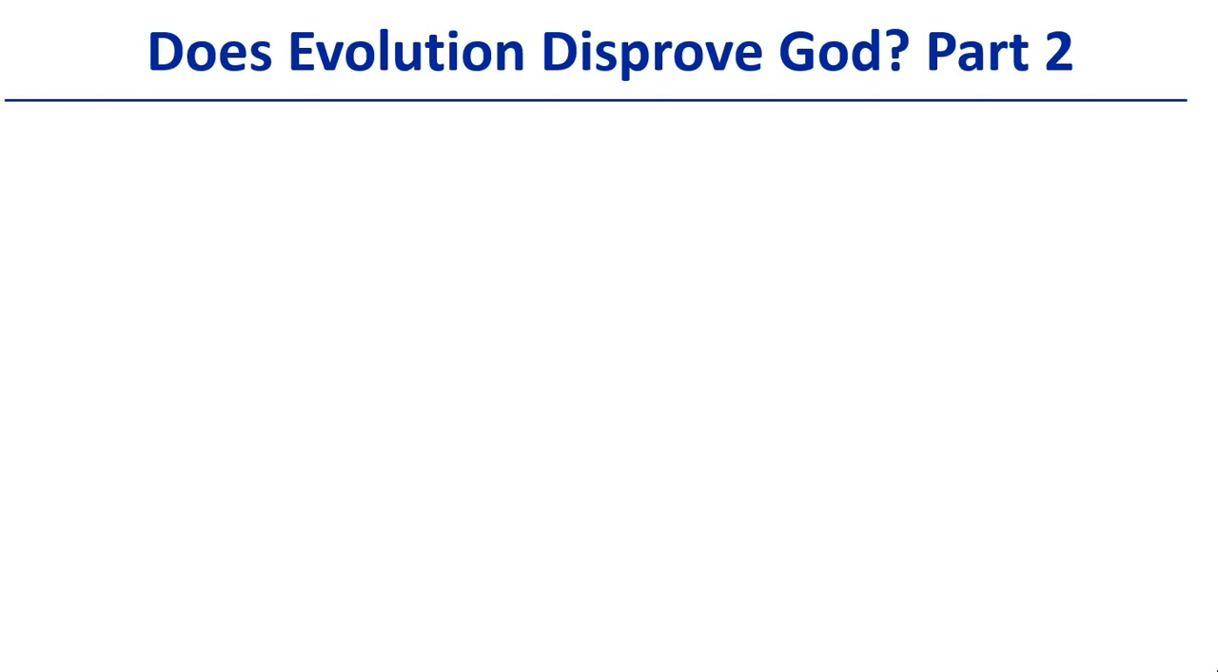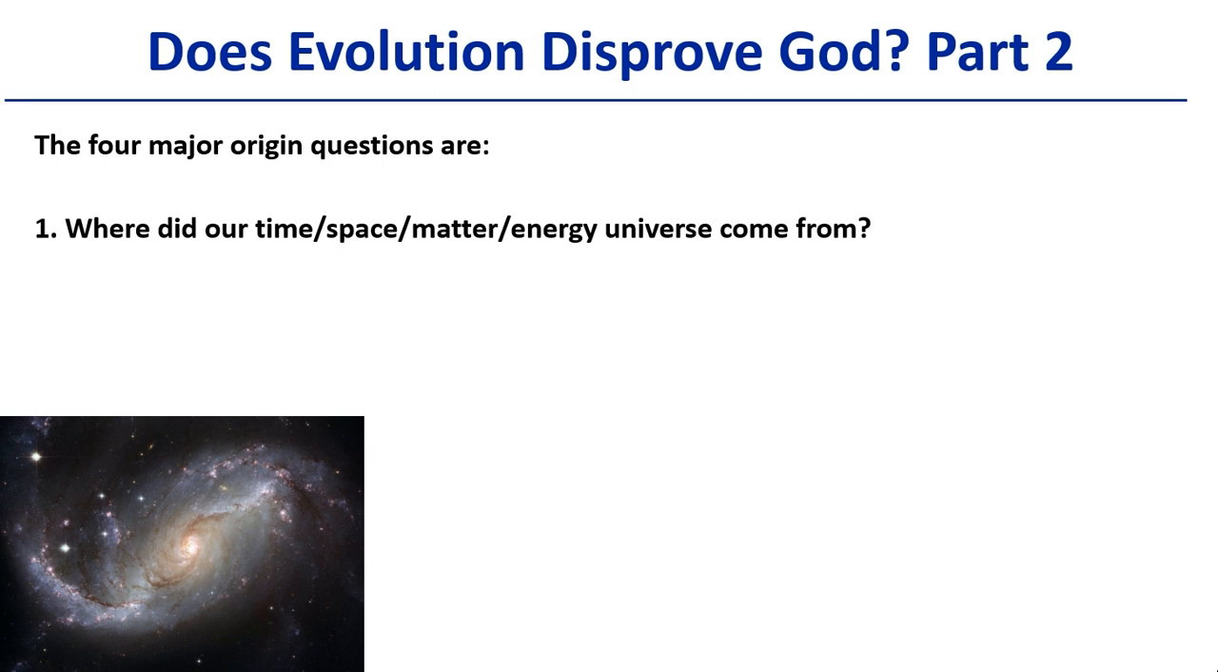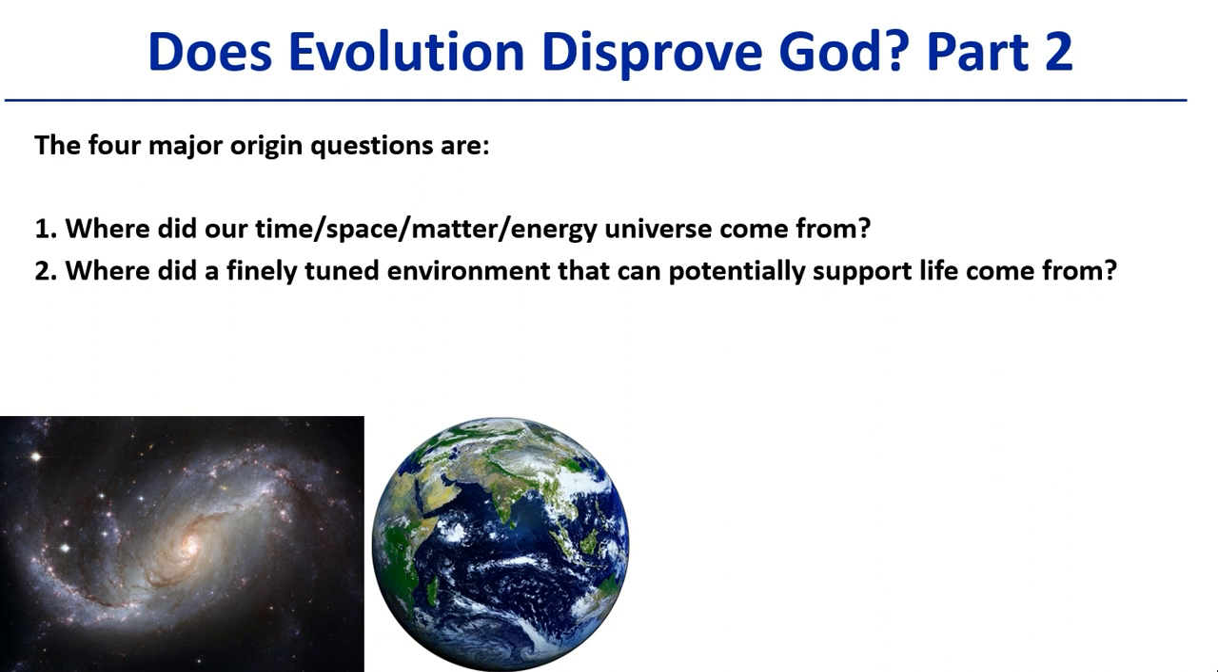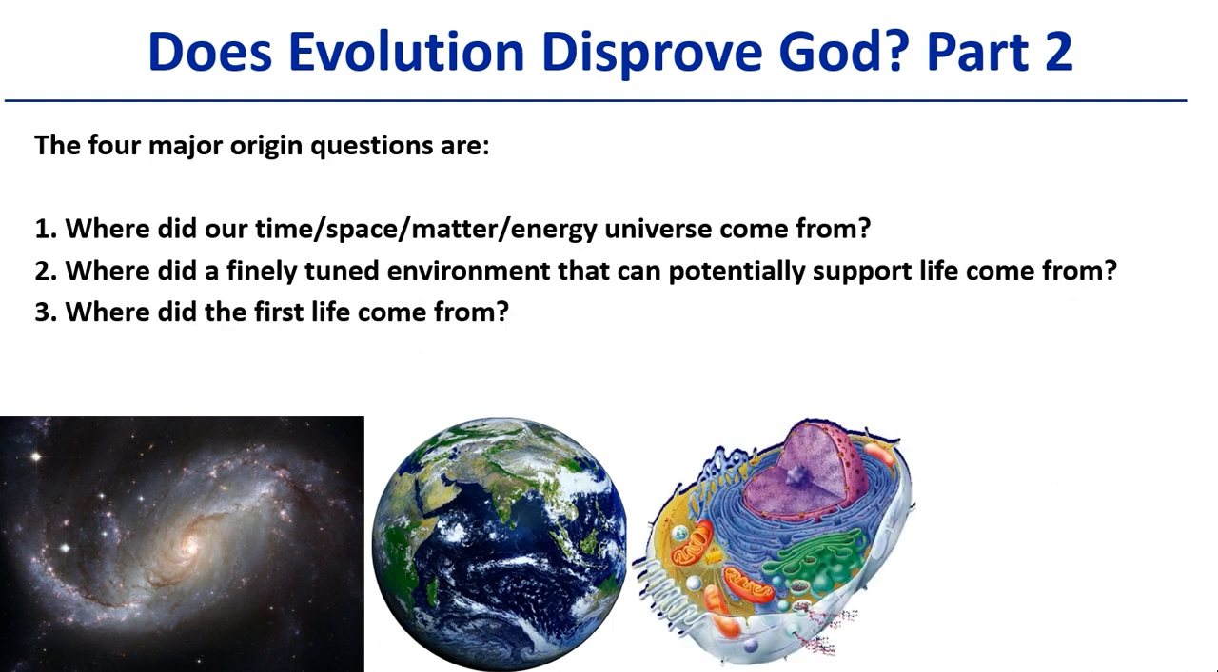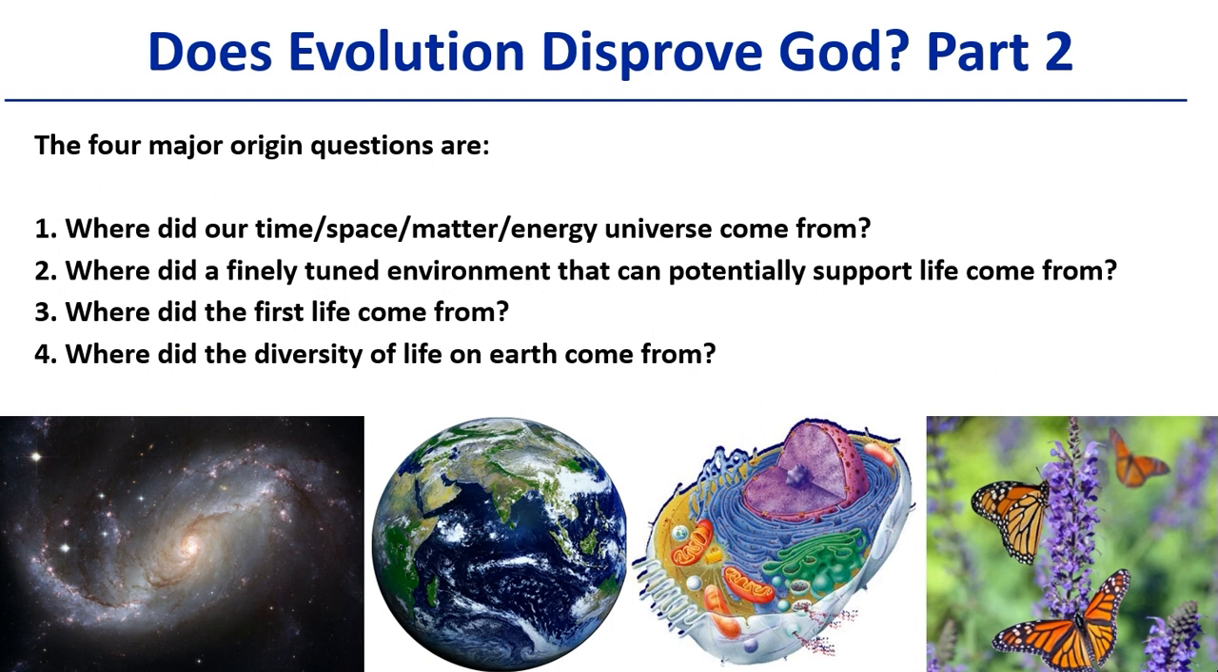Does Evolution Disprove God? Part 2. In Part 1, we discussed the first three origin questions, which are: 1. Where did our time, space, matter, energy universe come from? 2. Where did a finely tuned environment that can potentially support life come from? And 3. Where did the first life come from? In this video, we'll discuss the last major origin question. Where did the diversity of life on Earth come from?